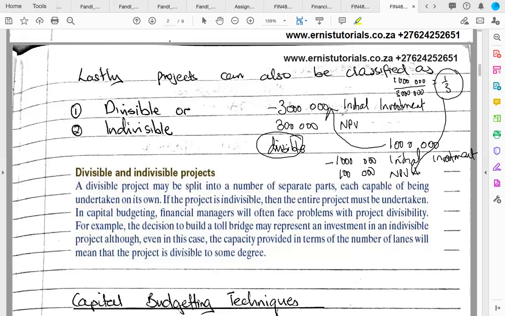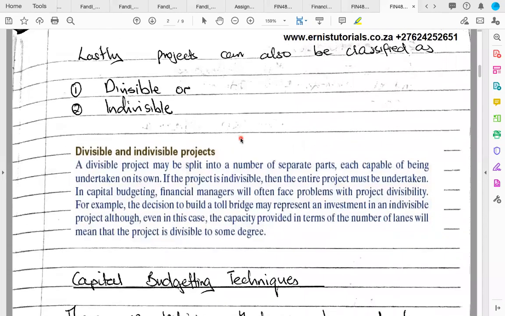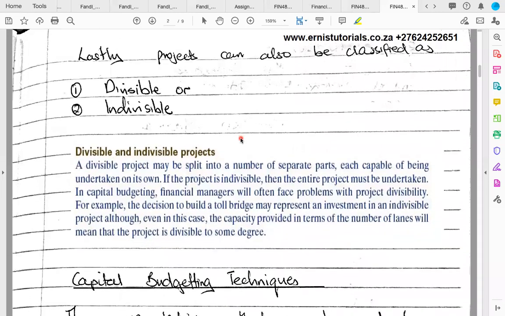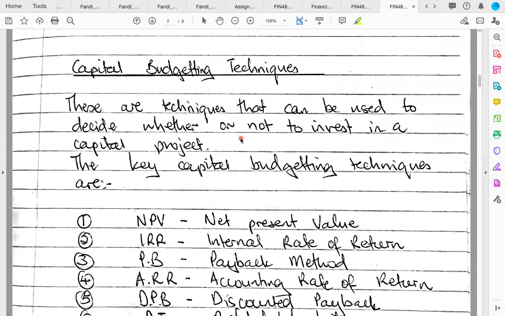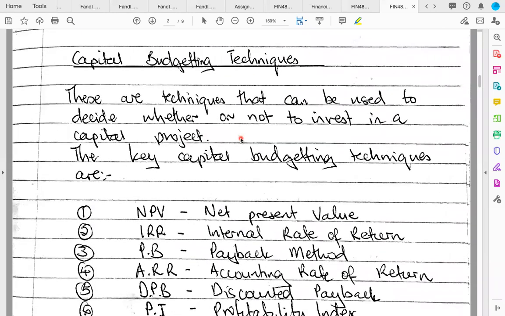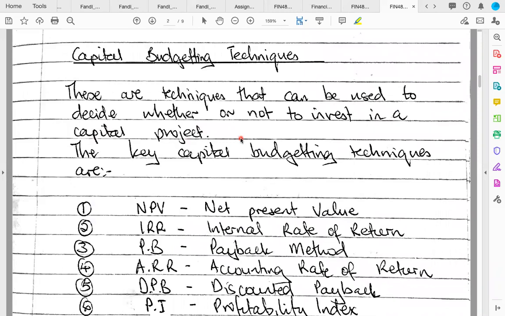But if the project is indivisible, that's not possible. It means we need to spend the complete 3 million or nothing at all. I hope you followed that and that makes sense. It's not common to get questions on divisibility of projects in this module, but you need to know it, it might come. So when we talk about a divisible project, it means you can spend a fraction of the initial investment on that project. Right, so I now want to move on to capital budgeting techniques.